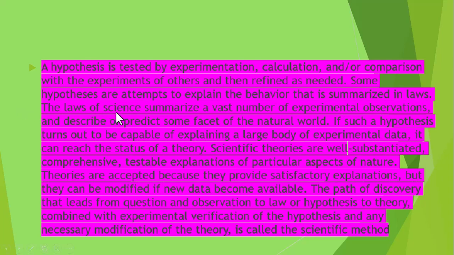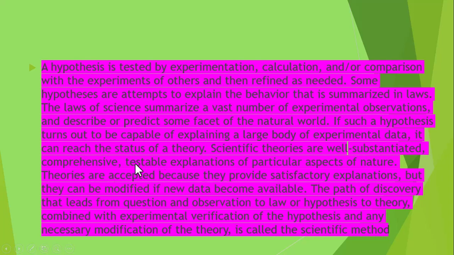So the laws of science summarize a vast number of experimental observations and describe or predict some facet of the natural world. If such a hypothesis turns out to be capable, if these statements that can be proven right or wrong before the experiments are made, which we call the hypothesis, turn out to be capable of explaining a large body of experimental data, it can reach the status of a theory. Scientific theories are well substantiated. Very important that we note that scientific theories are well substantiated and comprehensive.